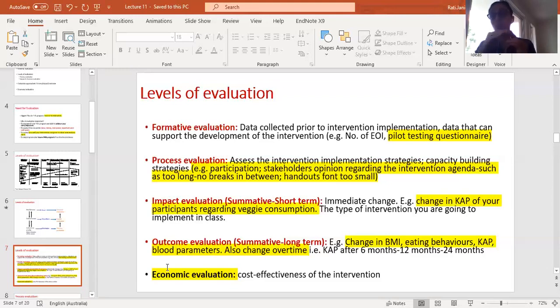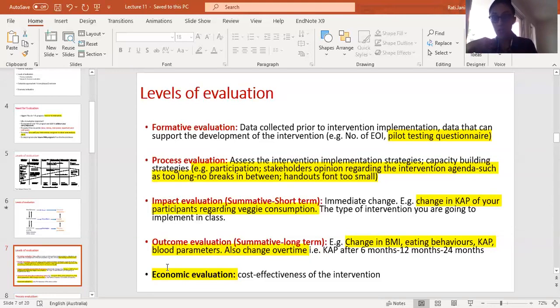Outcome evaluation is long-term evaluation, meaning you're testing the same knowledge, attitude. You can test knowledge, attitude, say immediately after your intervention, then maybe after 6 weeks, after 3 months, after 1 year, things like that. But in outcome evaluation, which is your long-term evaluation, you can look at many more variables, such as change in BMI, change in HbA1c, change in lipid profile, weight loss, all right? So you can do a much more robust, a much more detailed evaluation.